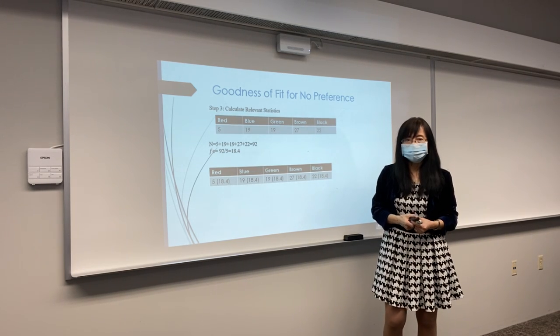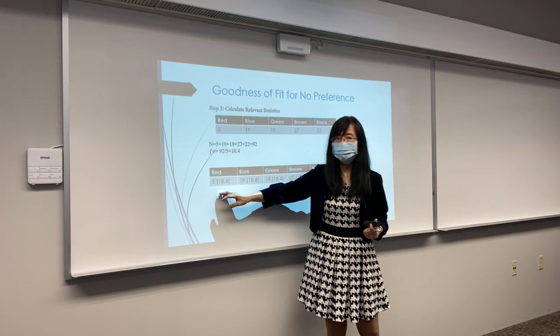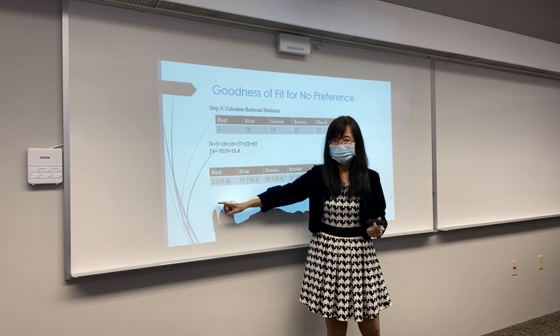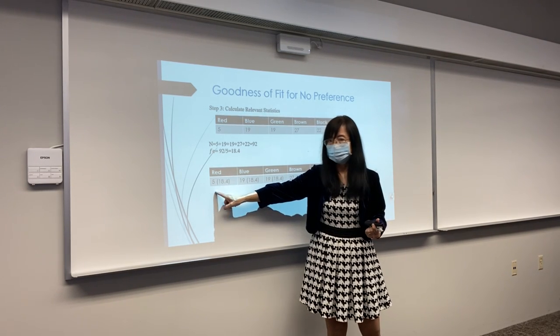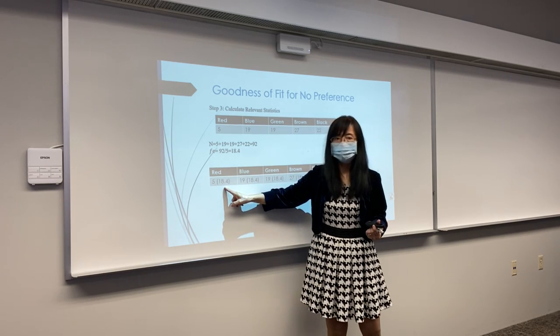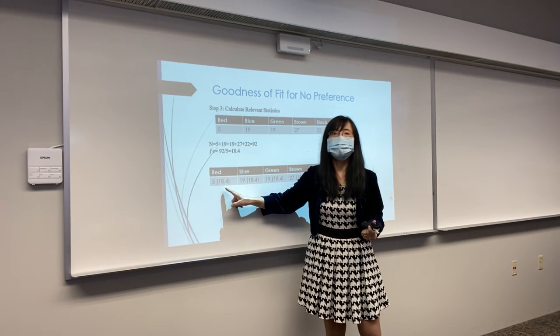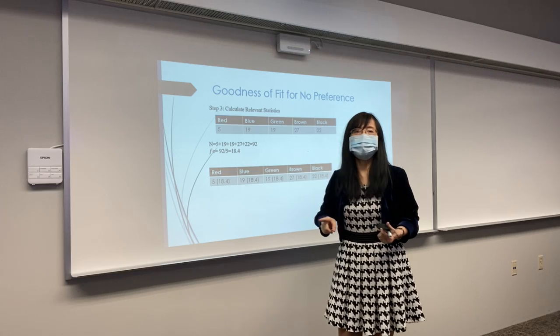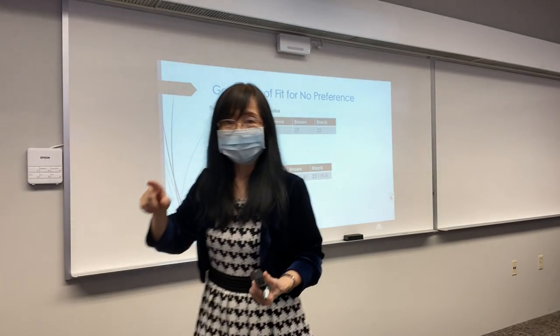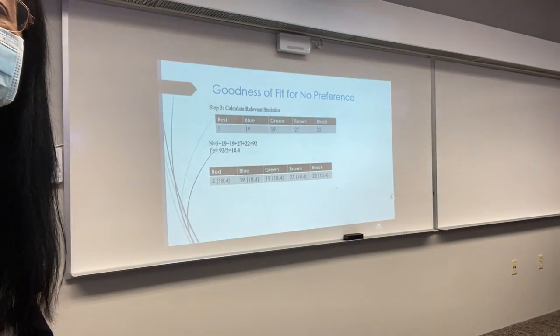Brenna, you want to try? How do we calculate our chi-square? Would it be 5 minus 18.4 squared divided by 18.4? Yes, very good. And plus them. And then add them, yeah. Add them together.